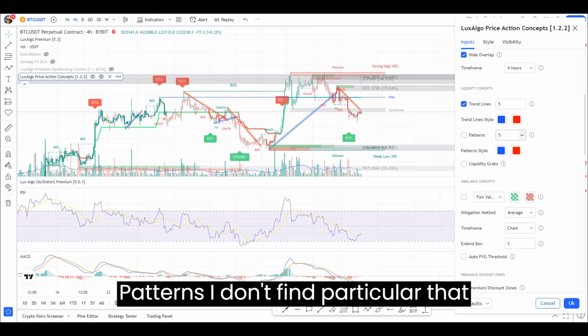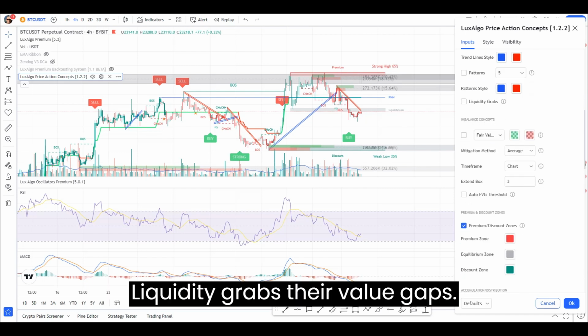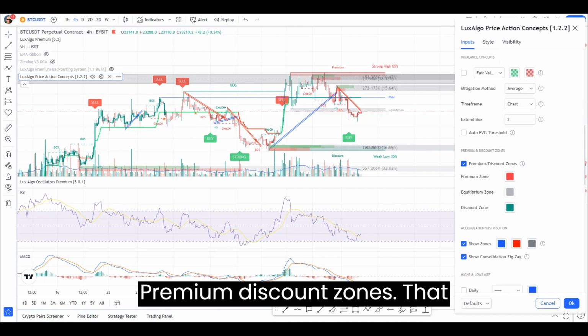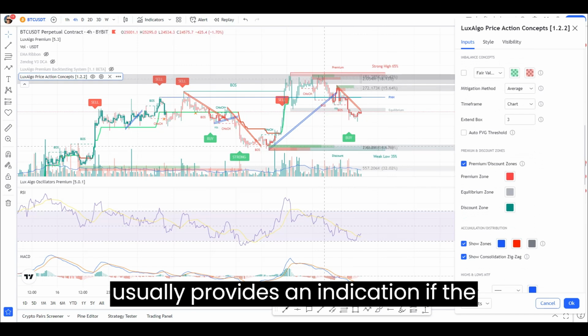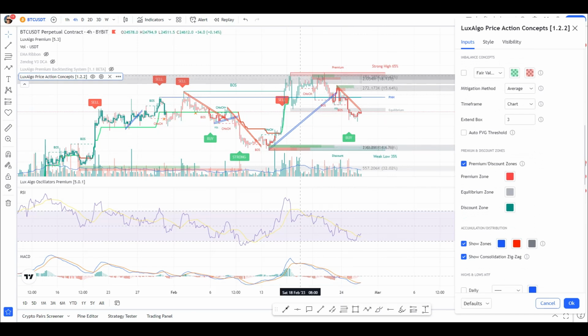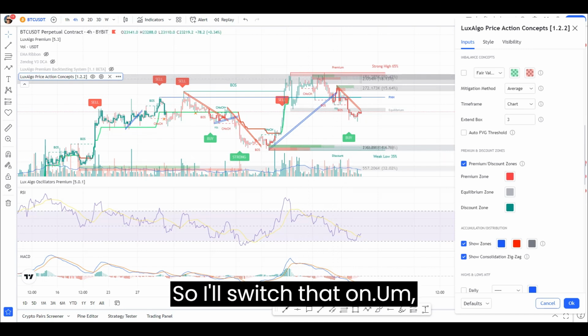Patterns, I don't find they work very well, therefore I'll keep them off. Liquidity gaps, fair value gaps, premium discount zones. That usually provides an indication if the price is overbought or oversold. So I'll switch that on.